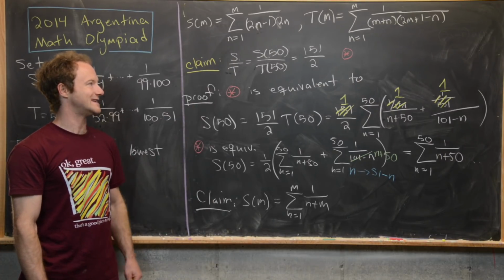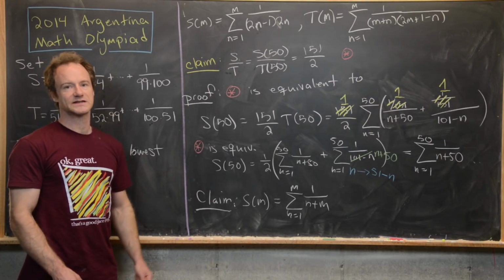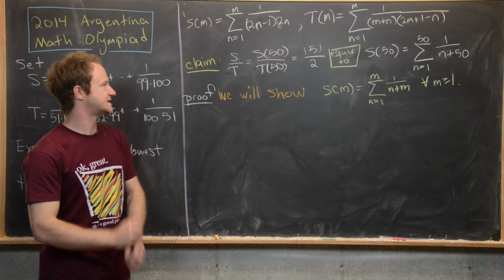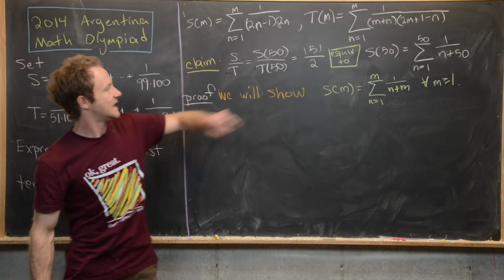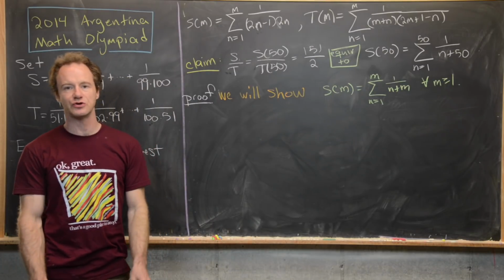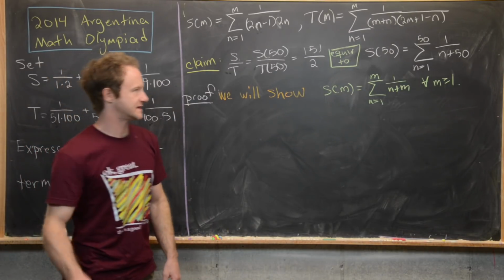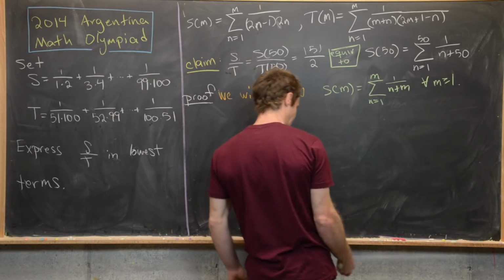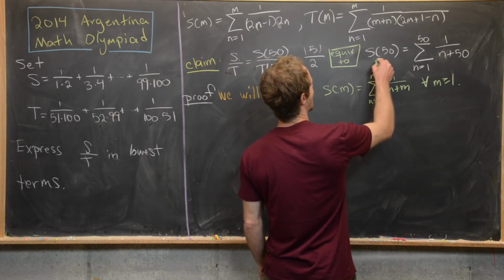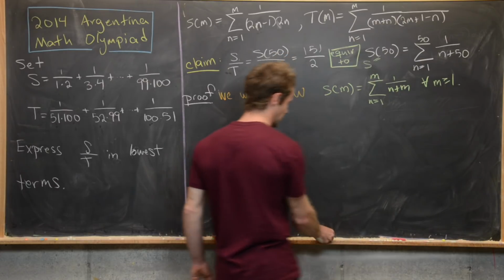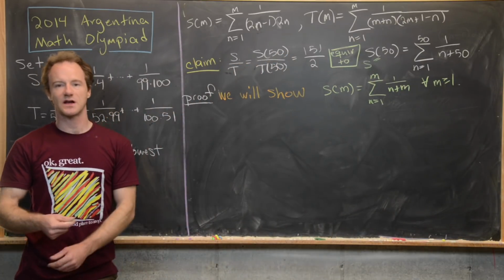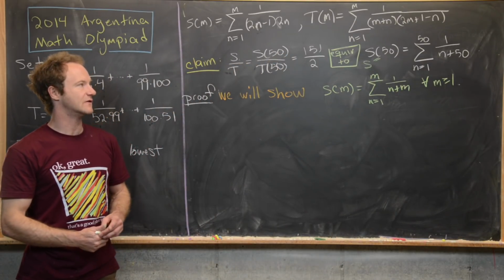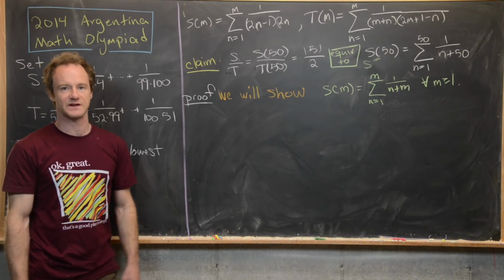I'll keep what we need, and then we'll move on to the next step. On the last board, we worked our goal statement, which was S over T equals 151 over 2, down to the following equivalent statement, that S evaluated at 50. And let's just go ahead and point out that this is equal to our normal S, the sum as n goes from 1 to 50 of 1 over n plus 50.